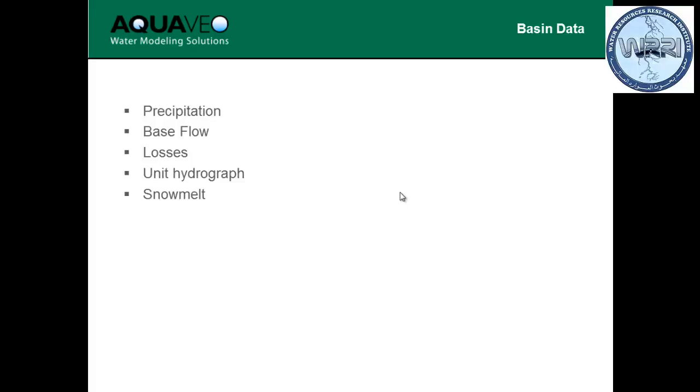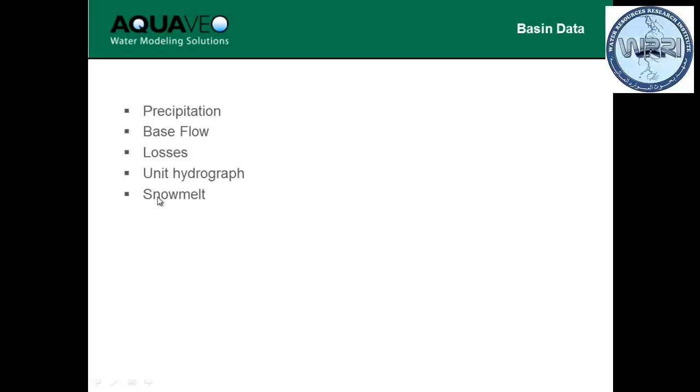The basin data that needs to be defined in HEC 1, these are the parameters. So you have to define precipitation, base flow, losses, unit hydrograph, and snowmelt. Actually, you don't need to define base flow or snowmelt data, but you do have to define precipitation, losses, and unit hydrograph. And most of the time, you may not have a base flow, or maybe you will. Like if you're doing the Nile River, obviously there's always a flow rate in the Nile River, so you're going to have a base flow. But sometimes you may not, and so you may not need to define the base flow.